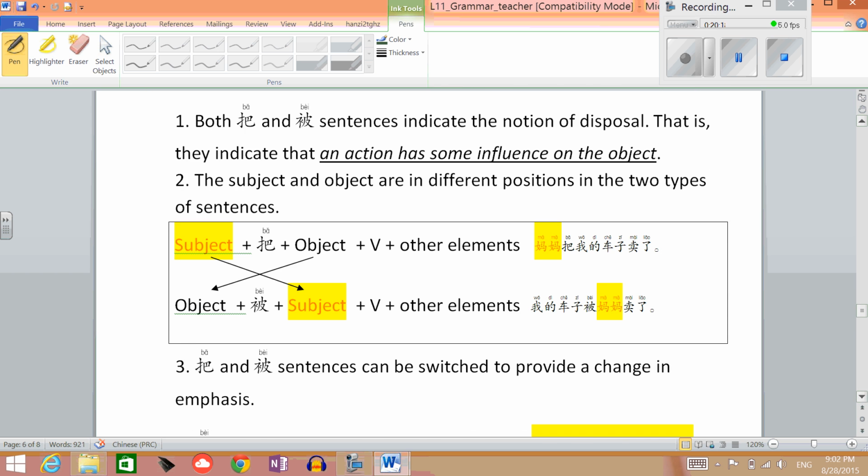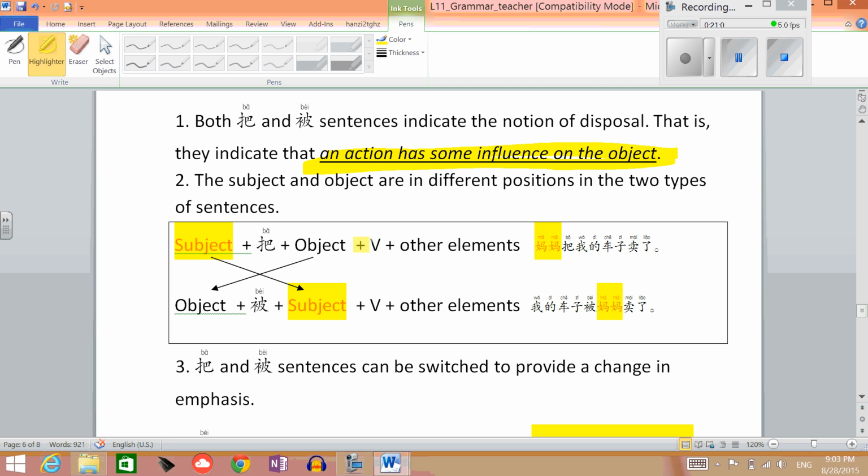Both 被 and 把 sentences indicate the notion of disposal. That is, they indicate that an action has some influence on objects. So important here. Again, an action has some influence on the object. 2. The subject and object are in different positions in the two types of sentences. You can see subject and object are kind of flipped. And I would recommend, if memorizing both will confuse you, then choose one to memorize and you know the other one is the opposite.